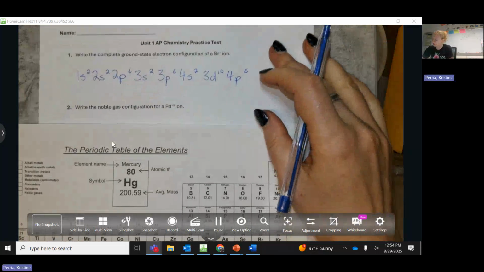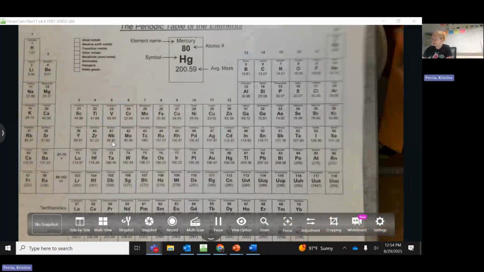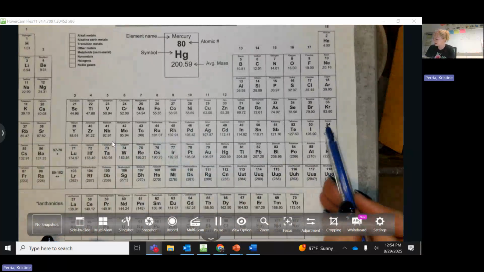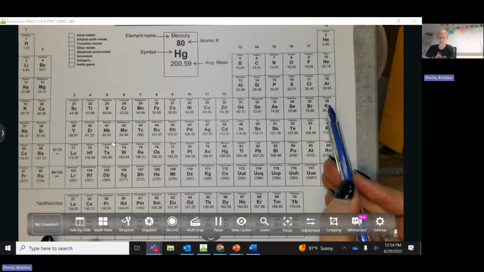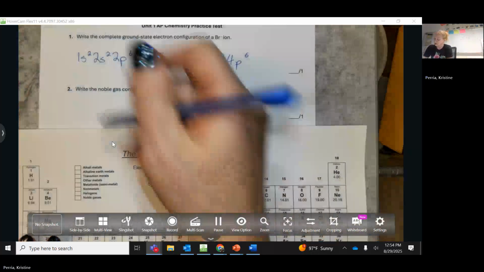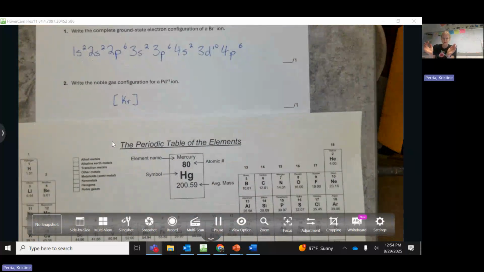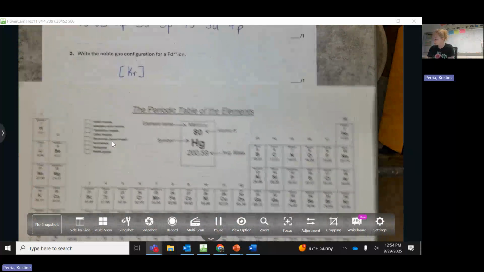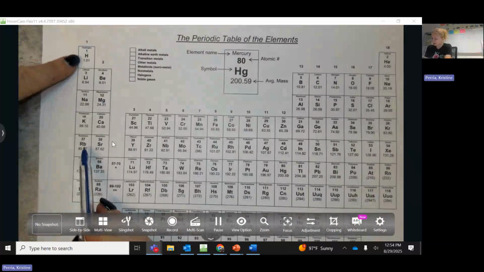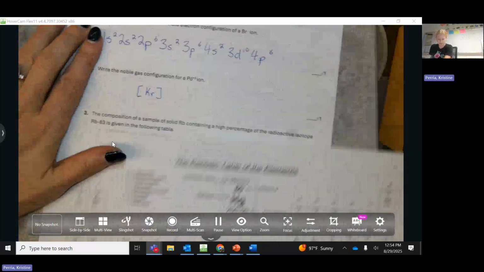Okay. Number 2, write the noble gas configuration for Pd3+. So Pd is right here. So when you do the noble gas configuration, you look in this period and then you look one above it to figure out what the noble gas is that you're going to use. So that is krypton. So I'm going to put Kr in brackets, and that's everything before krypton is included. Okay. And then I know that this is going to be 1, 2, 3, 4, 5. So this is going to be 5s.